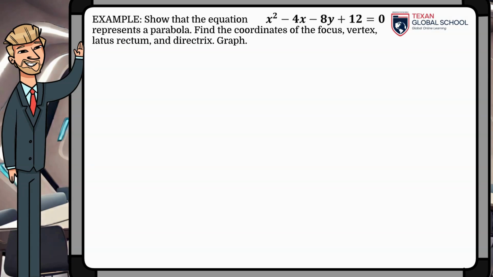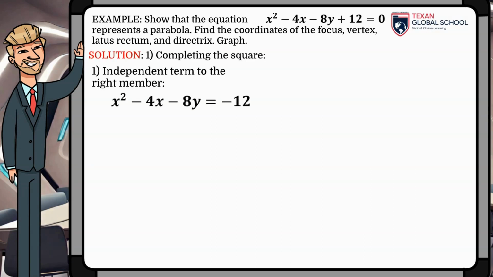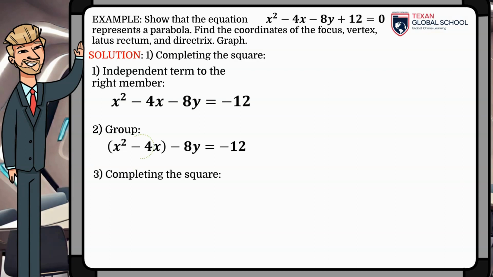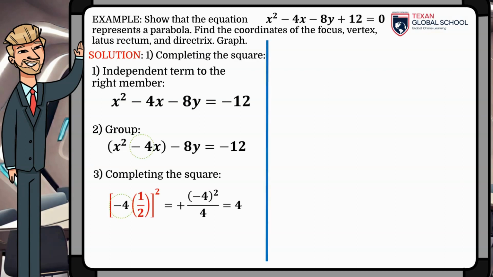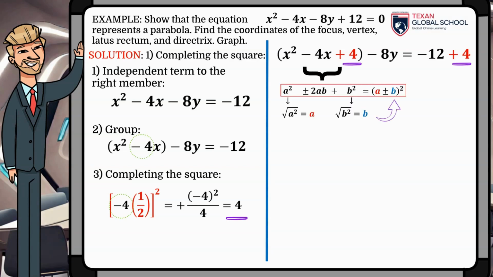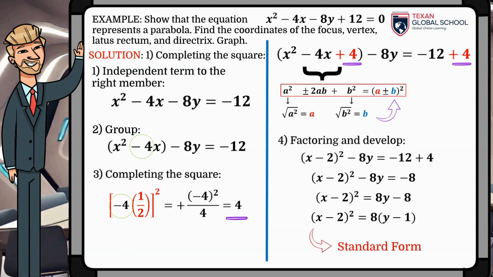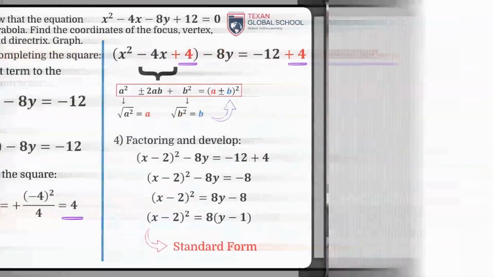So, we have to complete the square to obtain the standard equation. Then, send the independent term to the right side of the equation. Group and multiply the numerical coefficient of the linear term by 1/2 and square the result. Now, add the obtained value of 4 to both sides of the equation. In this way, results a perfect square trinomial. It is factored as a square of a binomial. Hence, the left side of the equation is developed obtaining the standard form, x minus 2 squared equal to 8 times y minus 1. From it, we can graph and obtain all the elements of the parabola.